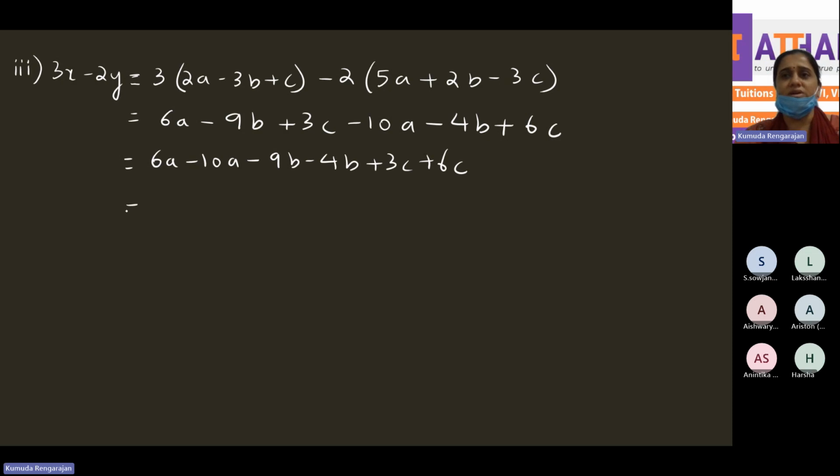We are not transposing. Now don't get confused. Why are you not changing the signs? We are not taking it to the other side. On the same side, we are just rearranging. Okay, so 6a minus 10a, minus 4a, minus 9b minus 4b, minus 13b, and plus 9c. This is the answer. This is the final result. And which option is that? Option D.